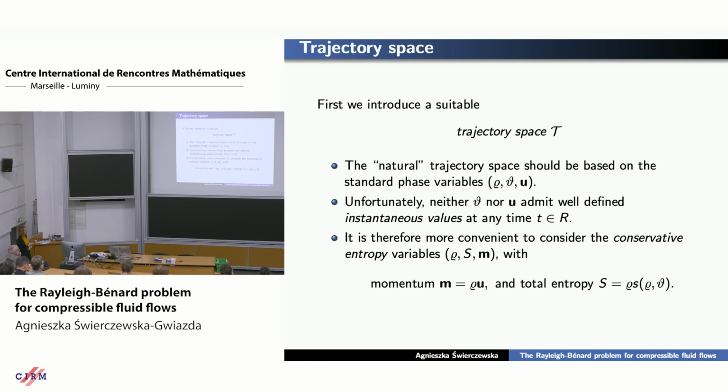So let me introduce the trajectory space. Okay, so the objects that we have in the definition of weak solutions, rho, theta, u, would be natural, but these are not the conserved quantities. And we would like to have well-defined values for any time. So that's why we jump to rho, to the total entropy, and to momentum. This is natural from the equations.